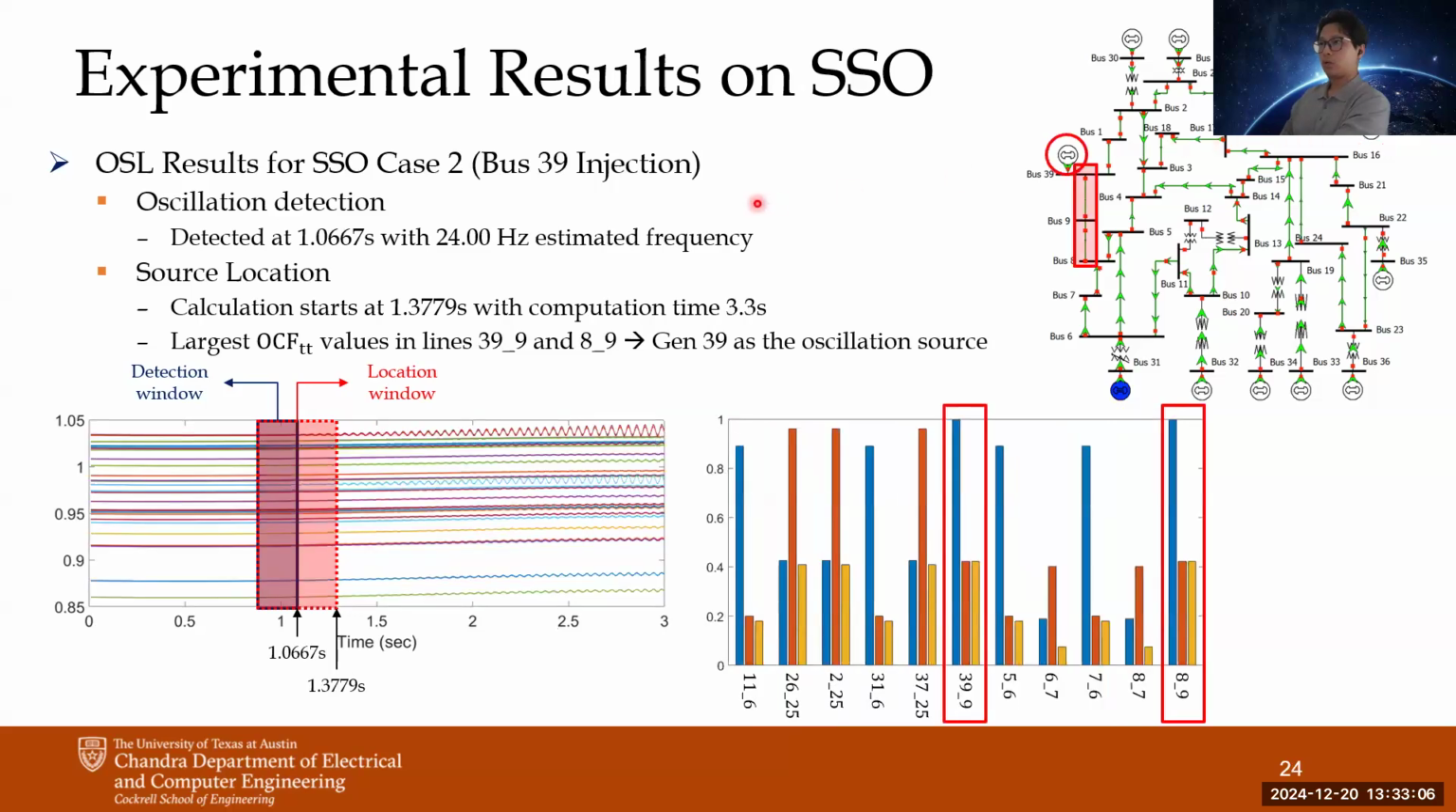And similarly, for the bus 39 injection case, we could get an accurate result. In this case, lines 39-9 and 8-9 have the largest OCF values, which are larger than those of line 1-4 and line 8-7. So we can conclude that bus 39 is the oscillation source of this case.